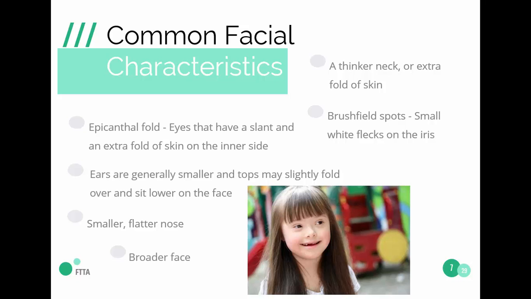The eyes, the epicanthal fold, the eyes that have a slant and an extra fold of skin on the inner side. Ears can be smaller, and the tops may fold slightly over and sit lower on the face. Smaller, flatter nose, broader face, a thicker neck or extra fold of skin, Brushfield spots, which are small white flecks on their iris. Now, a lot of disabilities do have common characteristics.